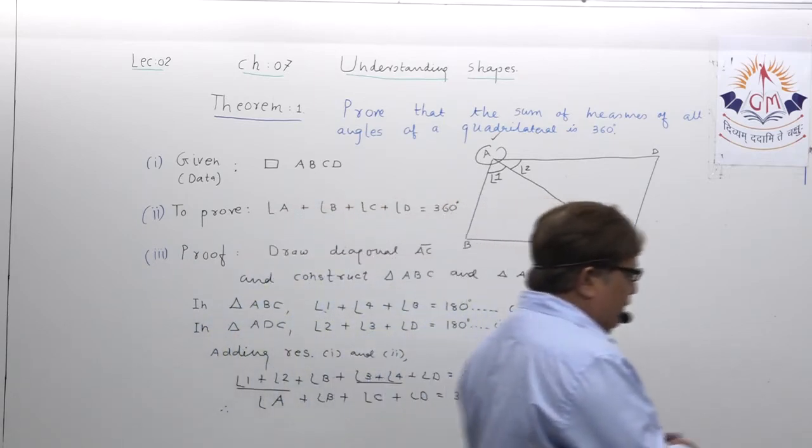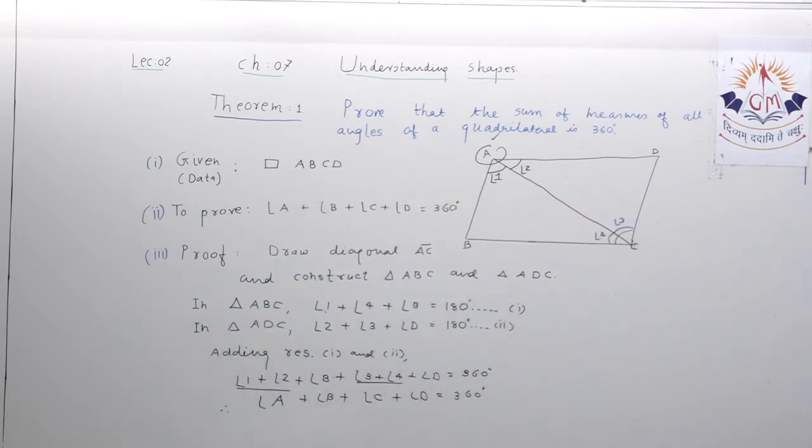Just have a look at the theorem first, verify it, and then we will solve examples based on this theorem. This concept has to be very clear in your mind. Understand that the sum of all four angles of a quadrilateral is 360. Okay, and just have a look at this.